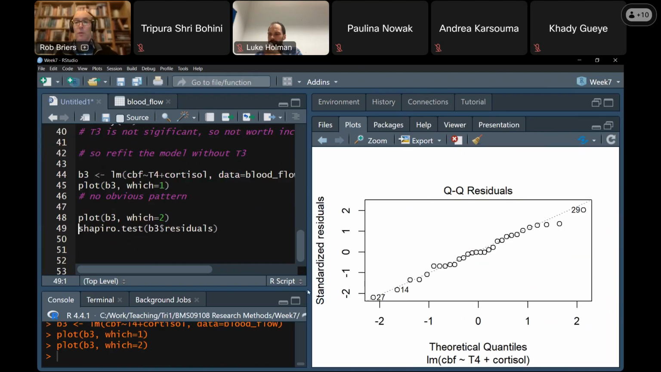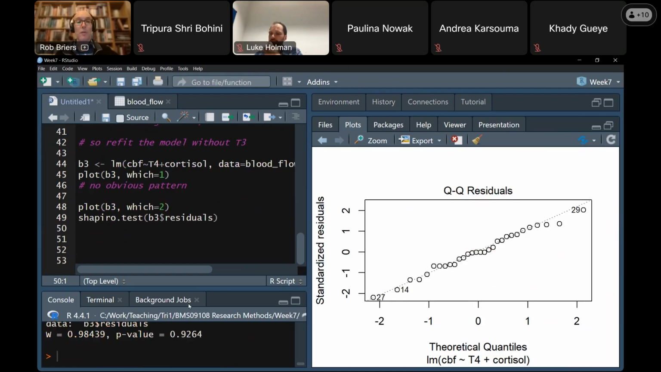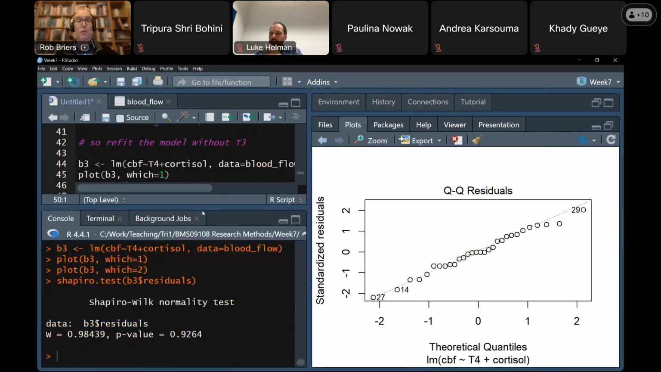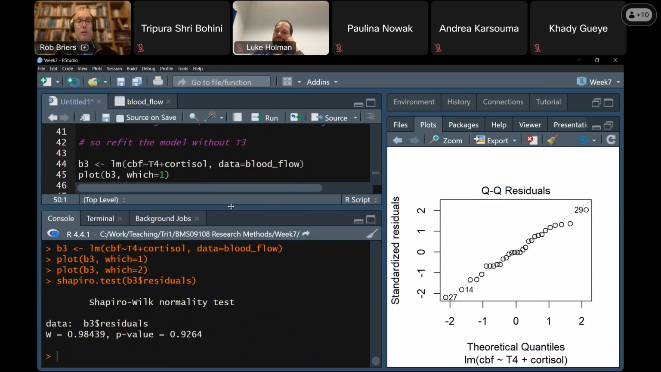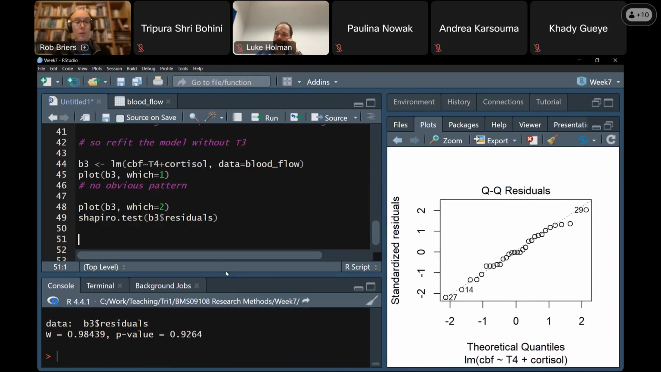Those are looking pretty much on the straight line again. We can check. Yep, so that p-value is greater than 0.05, so that's okay. We've got normally distributed residuals. So then we do the summary.